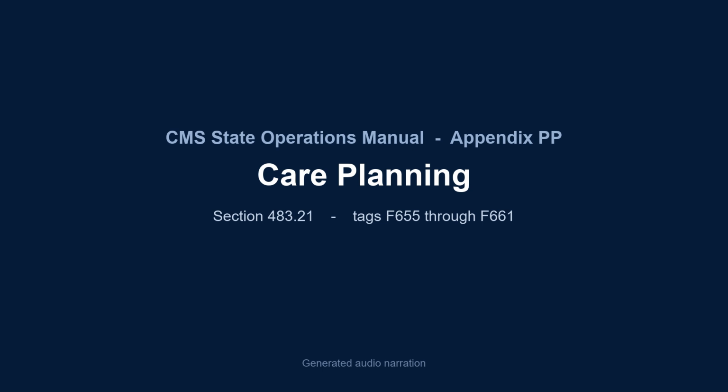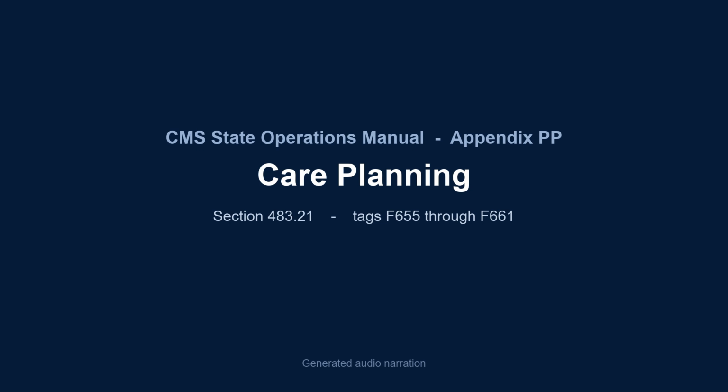Comprehensive Person-Centered Care Planning. Appendix PP, Regulation Section 483.21, tags F655 through F661. Begin reading. Tag F655. Section 483.21, Comprehensive Person-Centered Care Planning. Section 483.21(a), Baseline Care Plans.